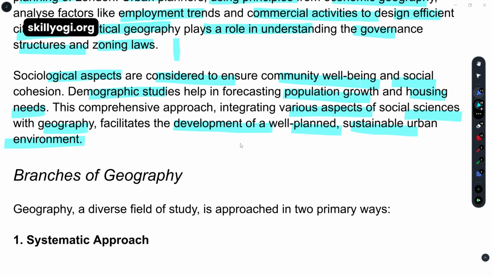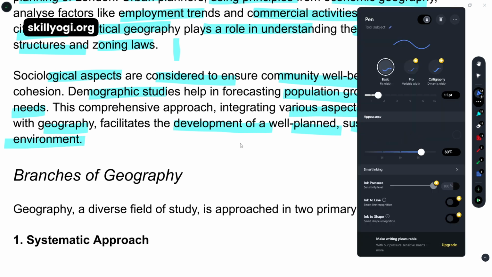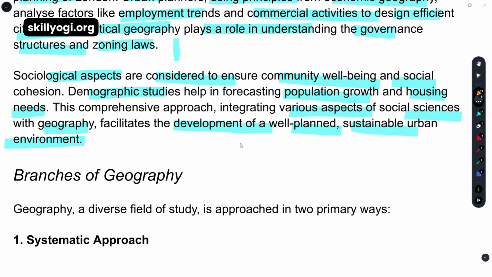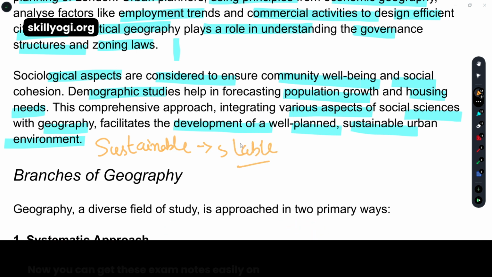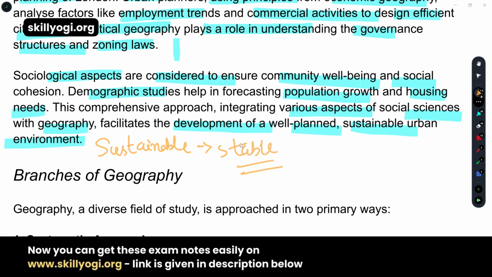This word is very important. What does sustainable mean? I am writing it over there: sustainable, or sustainability. That means which is stable on our earth, which is very much stable.